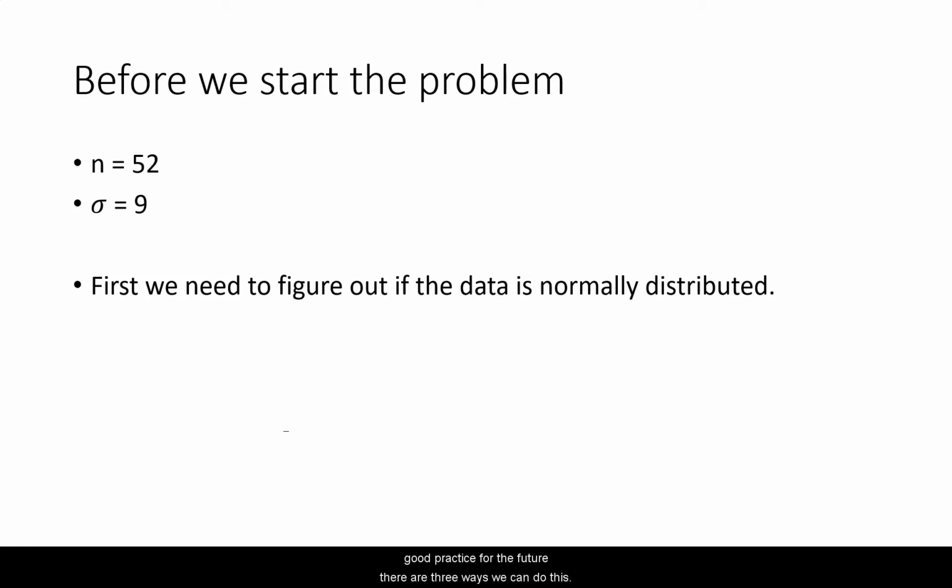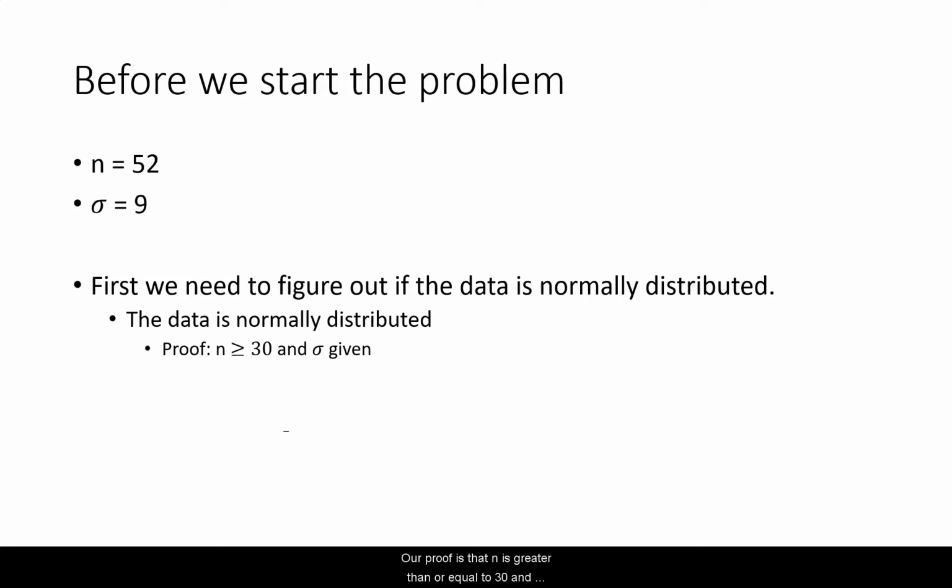There are 3 ways we can do this. The problem will tell us that the data is bell-shaped and sigma is given. That's our first proof. The second proof is n is greater than or equal to 30 and sigma is given. And the final proof, the third proof, is n is greater than 100. In our case, our proof is that n is greater than or equal to 30 and sigma is given. Once again, we don't necessarily have to do that for this problem, but it's good practice.